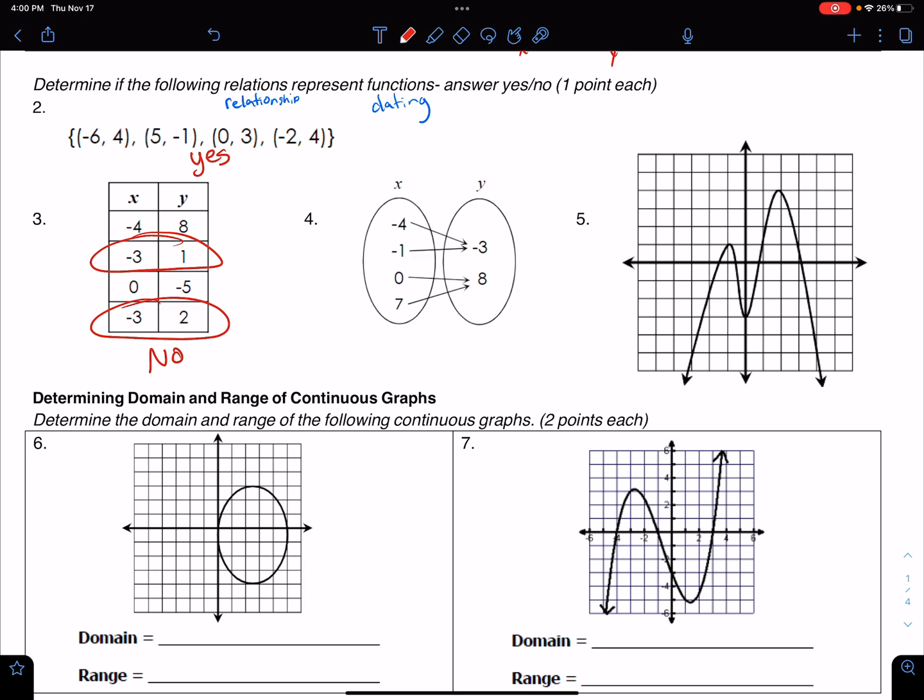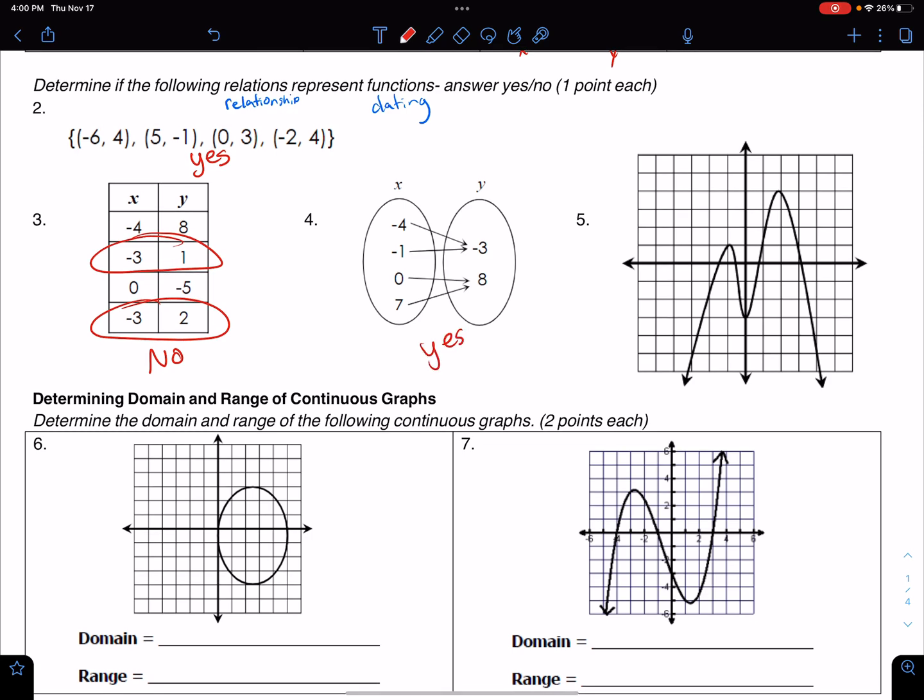Okay, we go to number 4. A function says that every x goes with one y. But I could have multiple x's going to the same y. I just can't have one of my x's going to 2 different y's. So we're good on this one. Every x goes to only one y. So we say that one is yes.